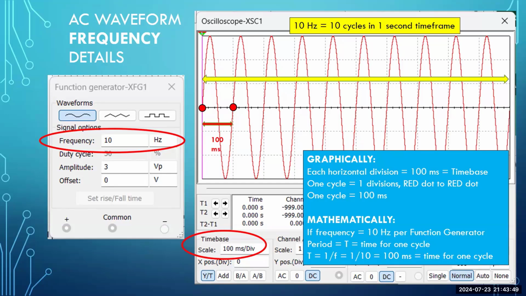The frequency of 10 hertz is given to us by the function generator. And in this case, it's a sine wave and it's a 3-volt peak. Okay. Graphically, what do we need to know about this?